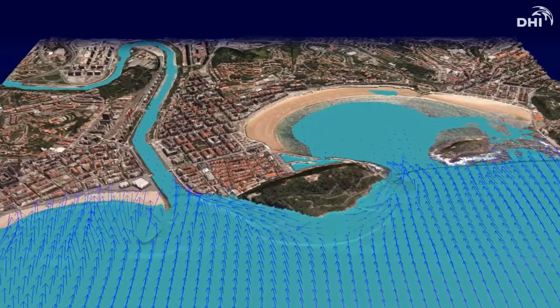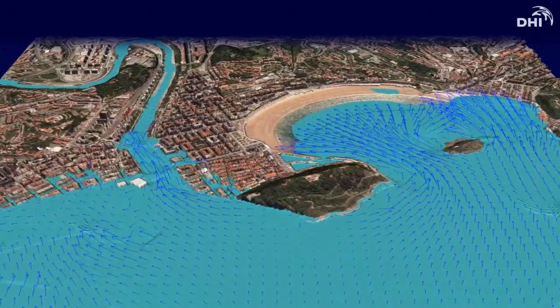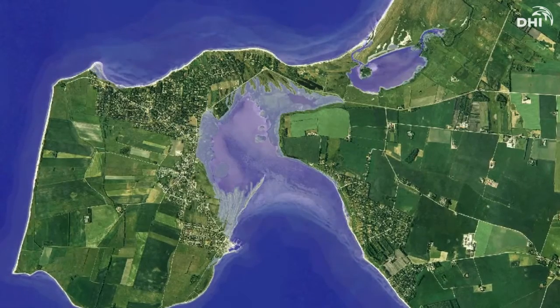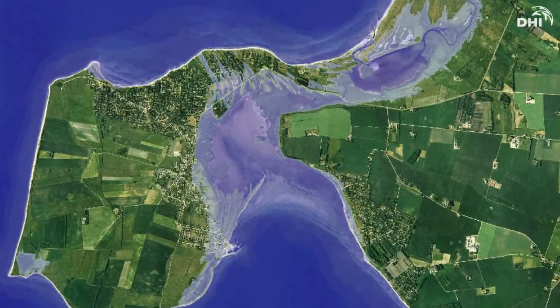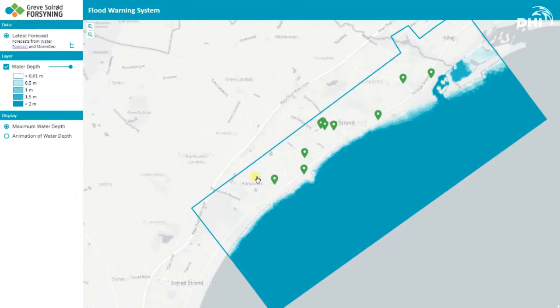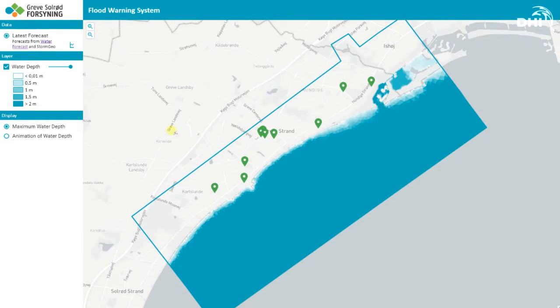DHI's approach to analyzing and managing flooding in coastal urban areas is that we use computer modeling, meaning that we build a model of the coastal area with the storm surges. In addition to that, we build a model of the inland areas, the city, the rivers. We combine the two, and by doing that, we get the complete picture of the flood risk in the coastal area.